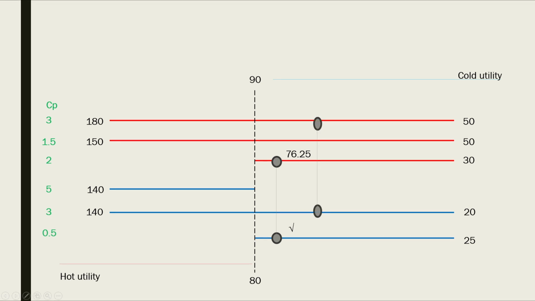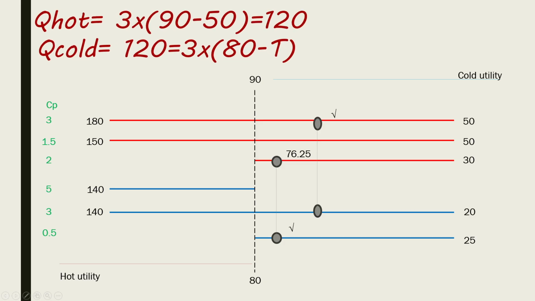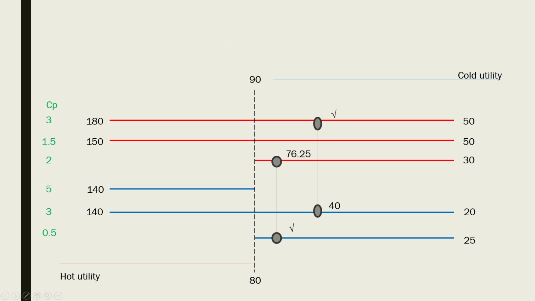Now we are going to choose two other streams, the first hot stream and the second cold stream. Repeat the process, you will get the Q hot of 120 kilowatt and the Q cold is 180. So the hot stream will reach the desired temperature and we need to calculate the temperature of the cold stream. So we're going to write 120 equals 3 multiplied by 80 minus T, and you can get the temperature of the cold stream, which is 40. Now the cold stream did not reach 20, so we need to provide an additional heat exchanger from the second cold stream up to the second hot stream.